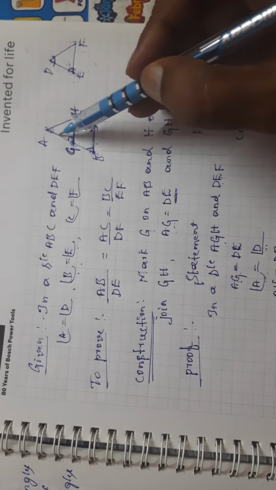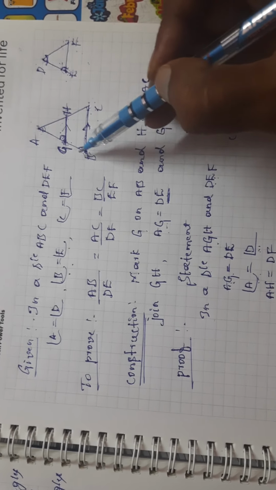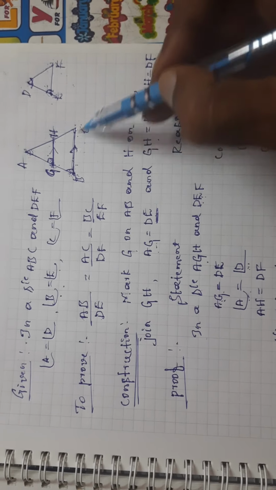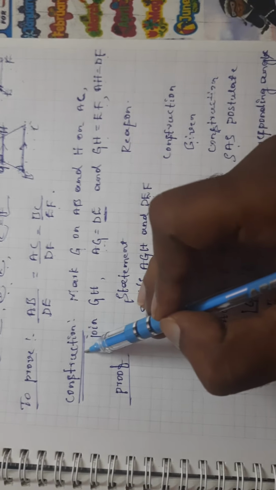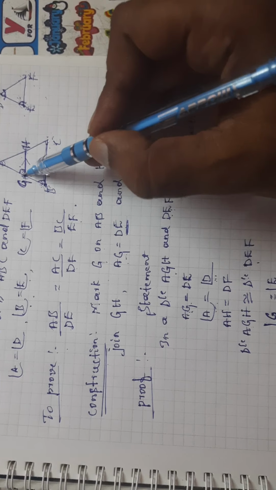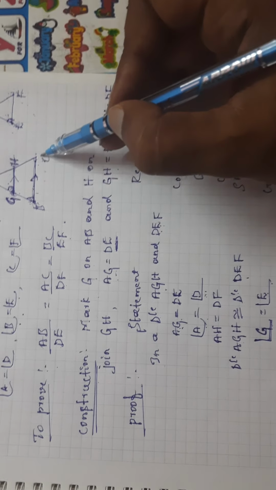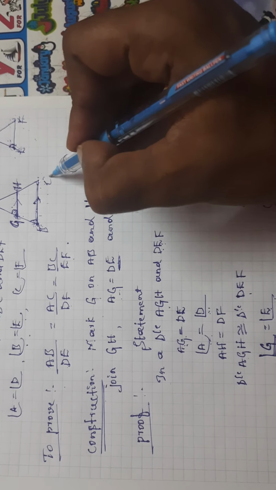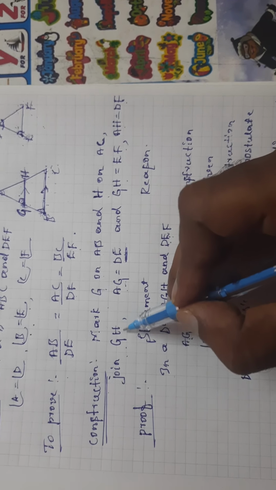What about the angles? They are equal. What about the sides? The sides are in proportion, that is AB divided by DE, AC divided by DF, BC divided by EF. We need to prove this. We need a construction to prove this. Mark G on AB, and mark H on AC, and join GH.